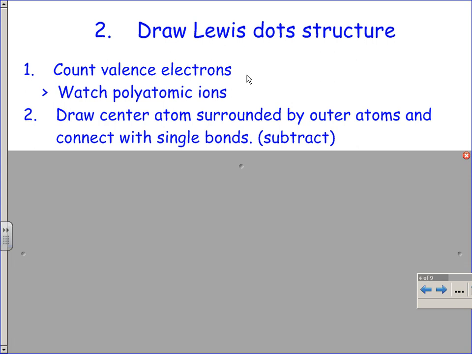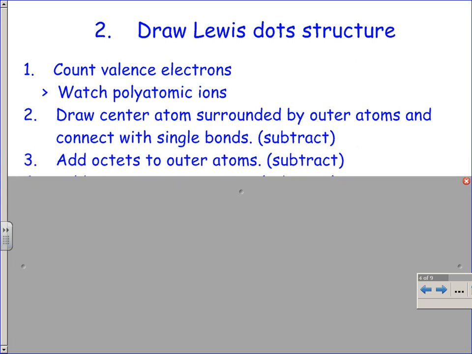With bonding. Third thing you do is add octets to the outer atoms. This is a critical step. You cannot add octets to the central atom until the final step. So first you add octets to all of your outer atoms. Remember, hydrogen doesn't need any more with the bond. And then you subtract those from the total to see where you're at.